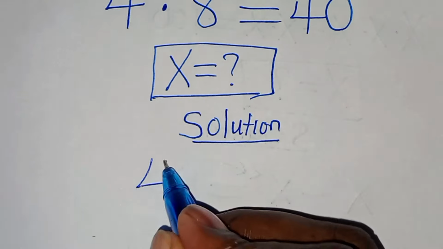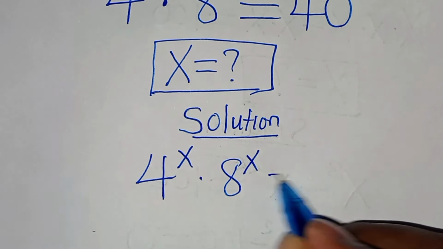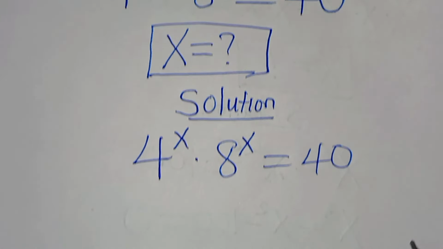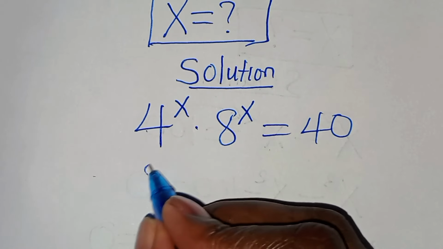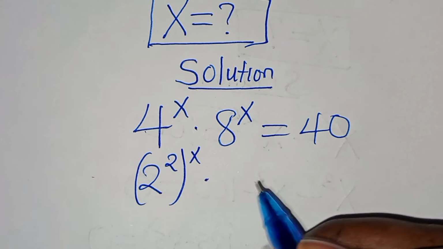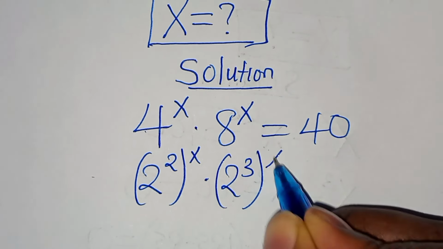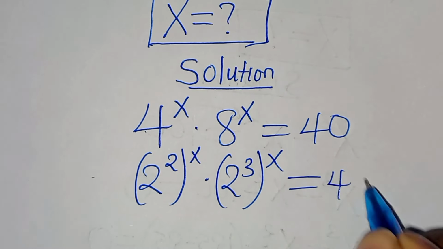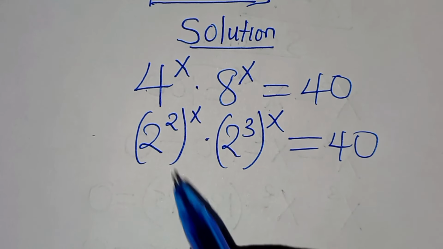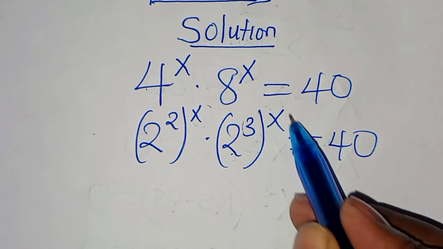So we have 4 to the power of x multiplied by 8 to the power of x. This is equal to 40. We can express 4 as 2 to the power of 2 raised to the power of x multiplied by 8, which is 2 to the power of 3 raised to the power of x. This is equal to 40.